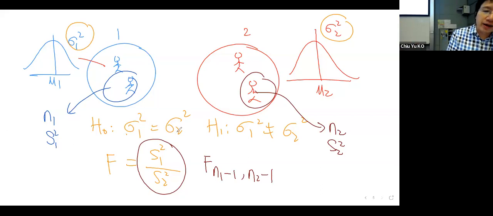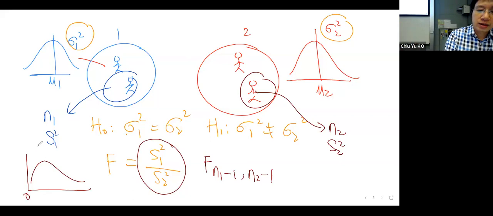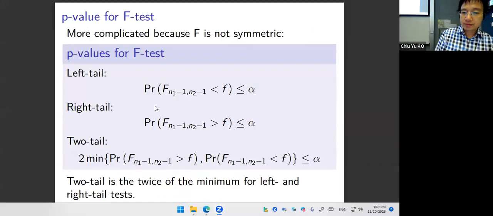And the other complication about F is, as we said last time, it is not symmetric. Okay, it's all positive, and usually looks like this, depending on N1, N2, but it starts from 0 and goes to infinity. So to check this, you have to check left and right, you have to check two times, okay? But don't worry, it will be simple. Let us go to the example. Don't worry, it's super easy, okay? Super easy.